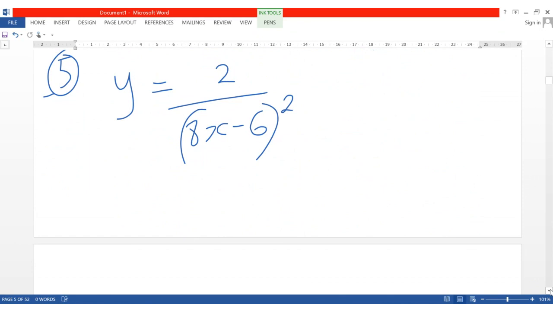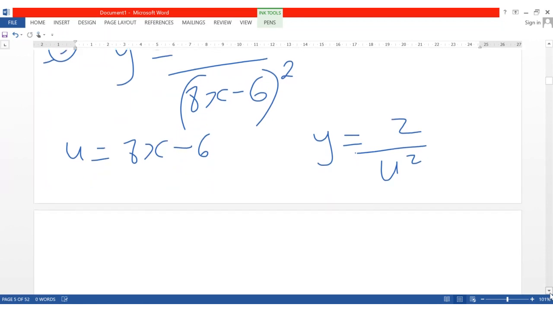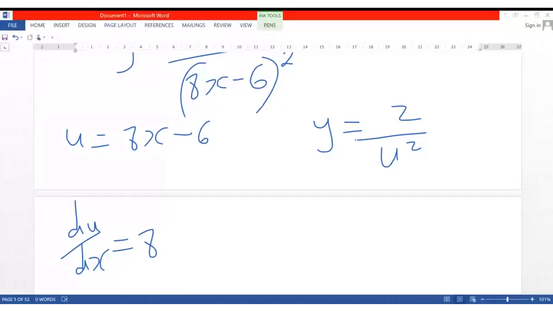So let u be 8x minus 6. And then y will be given by whatever is remaining: 2 over u squared. So I differentiate here. du over dx will be given by 8. Someone to do this one for me, get for me dy over du. If you get that one, then I'm okay.